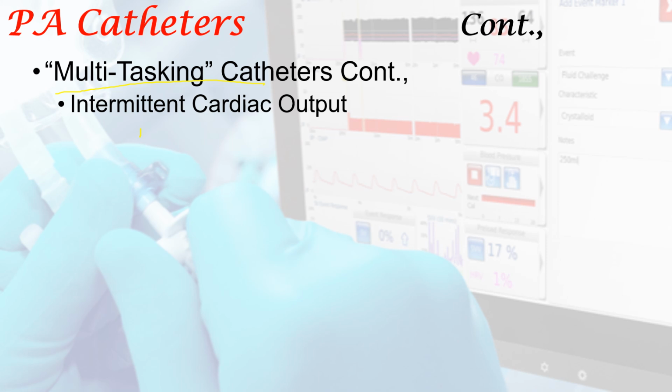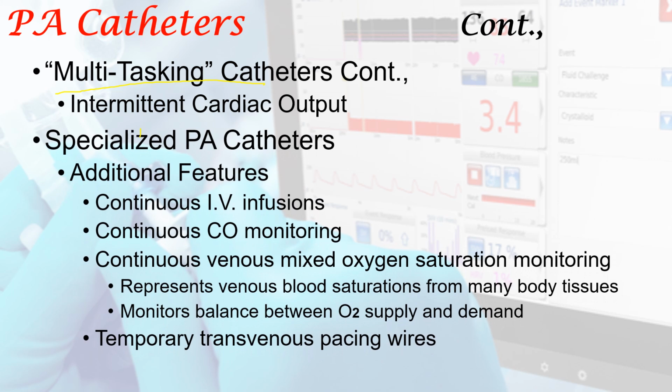We can analyze the intermittent cardiac output. With the specialized pulmonary artery catheters, the additional features are that we can perform continuous intravenous infusion, continuous cardiac output monitoring, and continuous mixed venous oxygen saturation monitoring, which represents venous blood saturation from many body tissues, and we can monitor the balance between oxygen supply and demand.